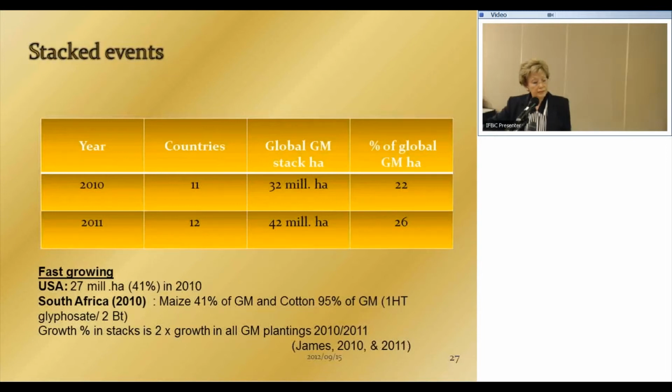Stacked beans increased over the last two years, 2010 to 2011, with countries going from 11 to 12 doing it. Global GM stacks went from 32 to 42 million hectares. Global presentation increased from 22 to 26. South Africa has a large number of them already stacked.